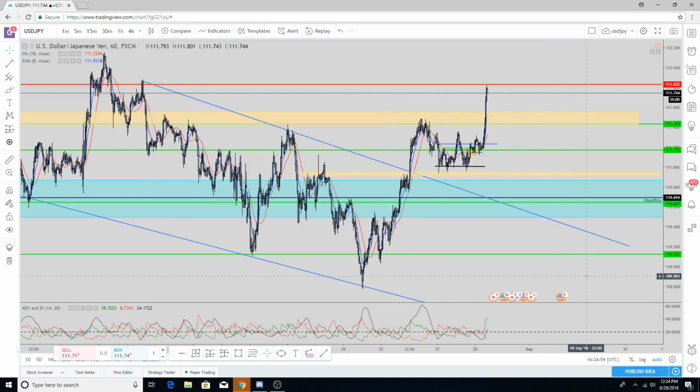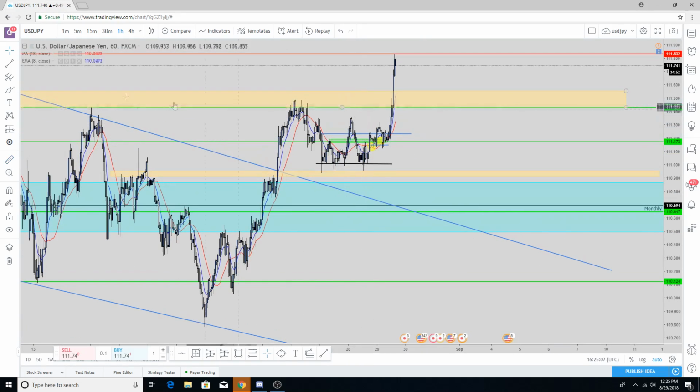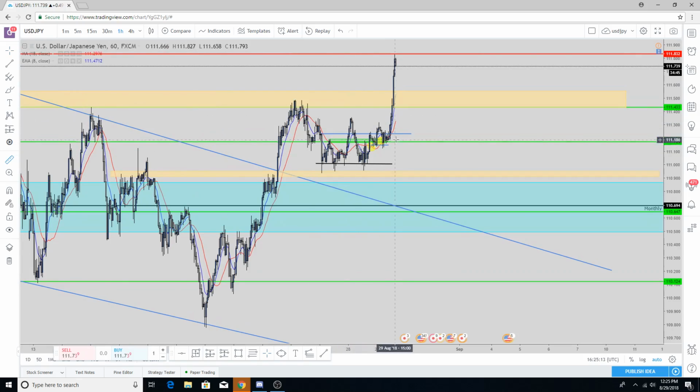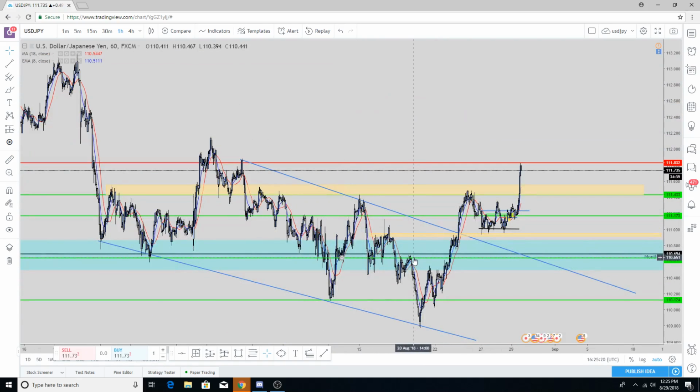Alright, so really quickly I'm going to go over how I caught these nice little moves on UJ. Here I ended up catching 20 pips on this move. I also ended up catching the overall move of 60-ish pips. So real quick, I'm going to break it down.